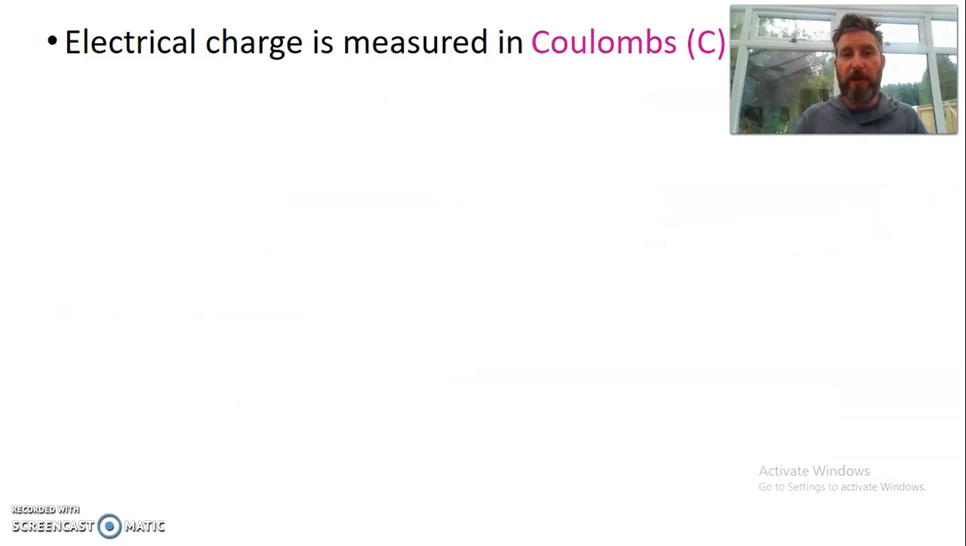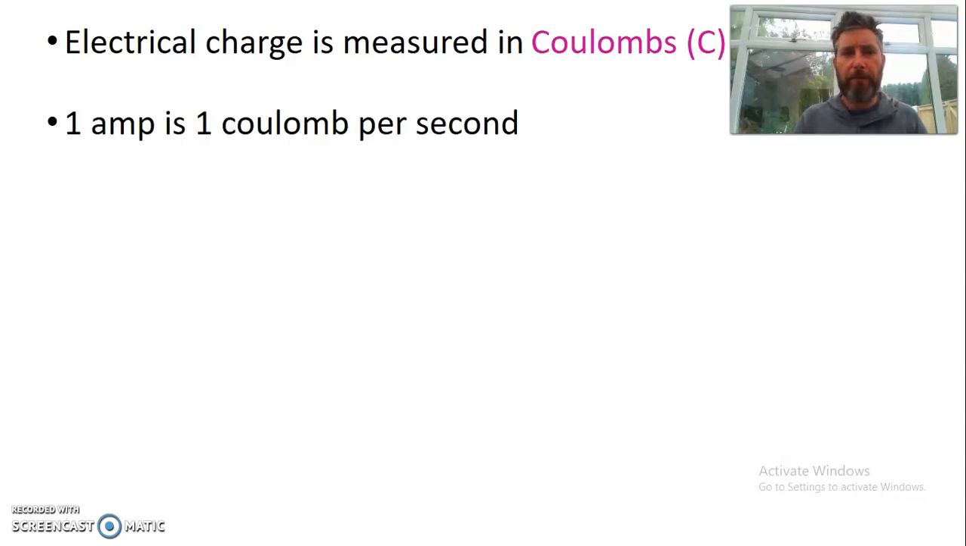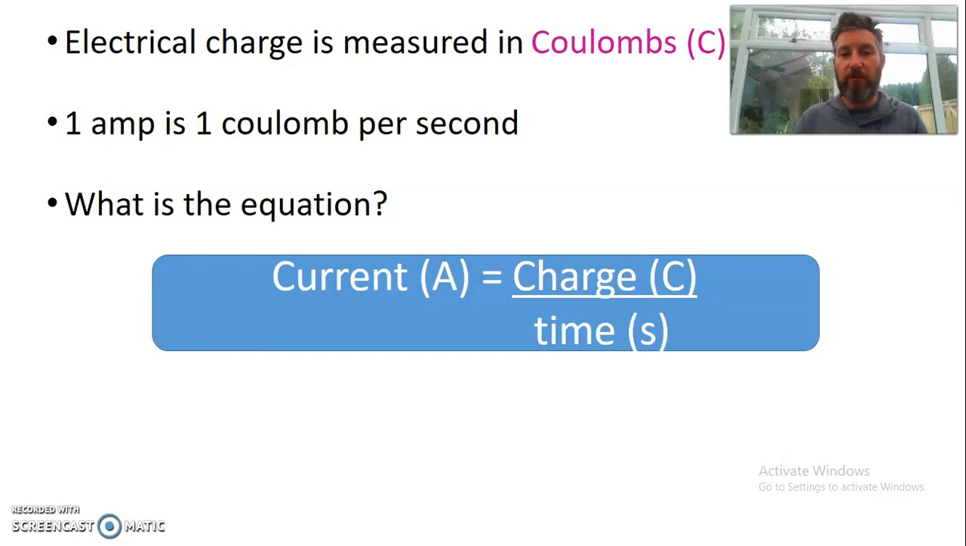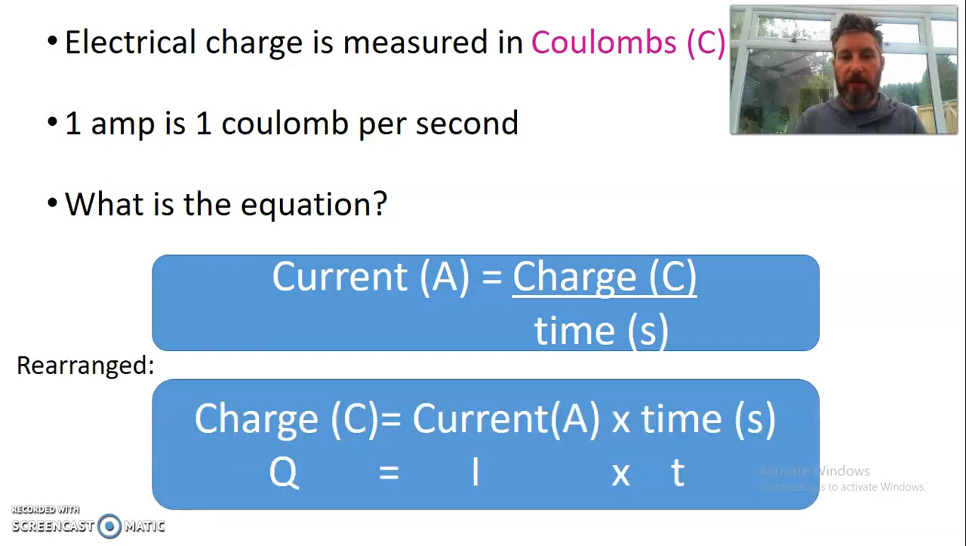Okay, so charge is measured in coulombs, big capital C for coulombs, and it's given the symbol Q. Q for coulombs, no idea why. An amp is a coulomb per second. So if you've got 2 amps in a circuit, that means 2 coulombs of electrons are moving past the point every second. So the equation for this is current is charge per second, coulombs divided by time. We rearrange that into this. Charge is current times time. Q equals I times T.